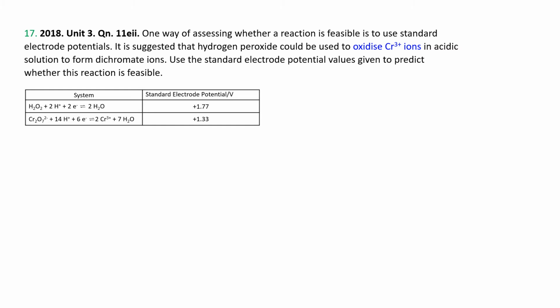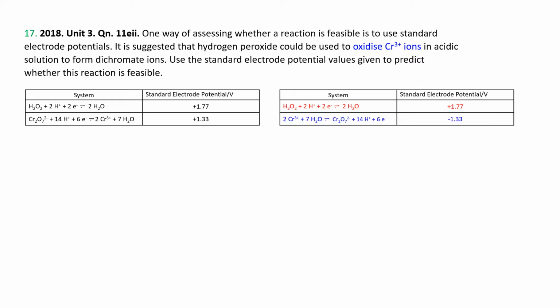So one way of assessing whether a reaction is feasible is to use standard electrode potentials. It is suggested that hydrogen peroxide, there's hydrogen peroxide, can be used to oxidize Cr3+ ions. So therefore, the Cr3+ is the oxidation. There's Cr3+ there, plus 1.33 to reduce dichromate to make Cr3+, so minus 1.33 to oxidize Cr3+ to make dichromate. And obviously if Cr3+ is being oxidized, that means the peroxide is being reduced. So we've got the potentials there, add them together, and we get plus 0.44 volts for the whole thing.